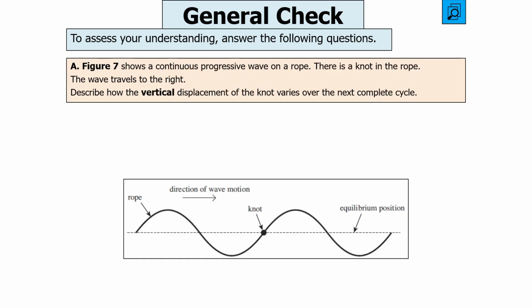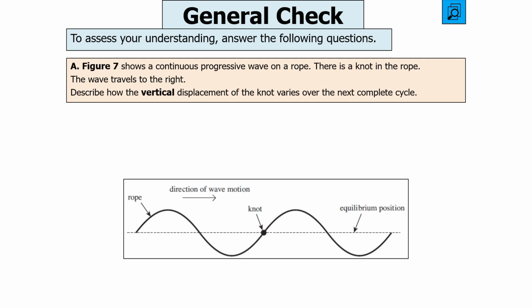Figure 7 shows a continuous progressive wave on a rope. There is a knot in the rope, the wave travels to the right. Describe how the vertical displacement of the knot varies over the complete cycle. So pause the video now, then unpause the video when you want to go through your answer.